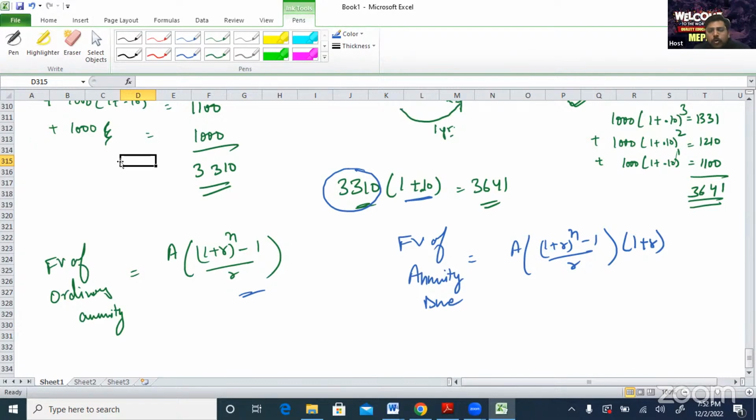It is on what mode? End mode. And you have to keep it like this only, because now we have understood the relationship between future value of ordinary annuity and future value of annuity due. So once you get this 3310, simply compound it for one extra period.